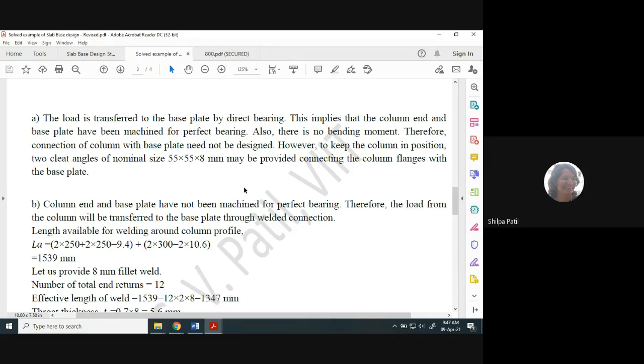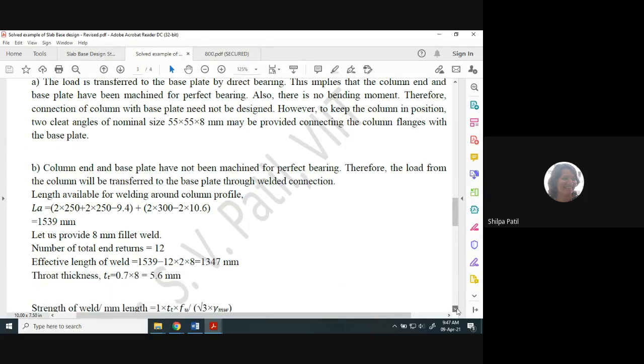Okay, and when connected means these two cleat angles are to be connected by providing minimum two bolts to the flange and minimum two bolts to the base plate. Second case is that the column end and base plate have not been machined for perfect bearing. Therefore, the load from the column will be transferred to the base plate through the welded connection. Here too, we have to consider the connection design here.